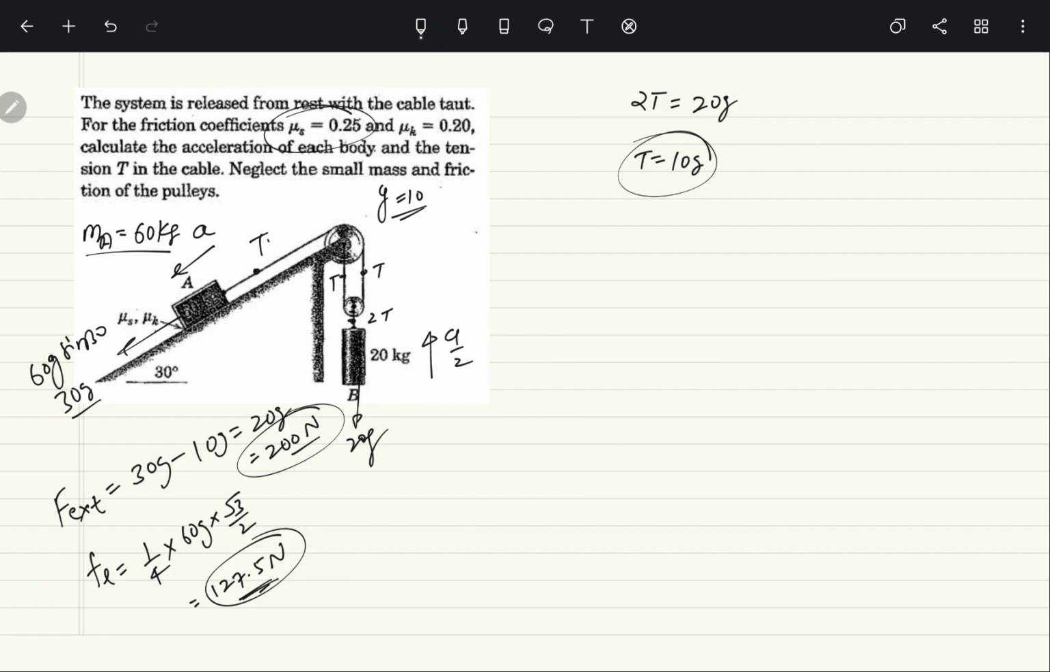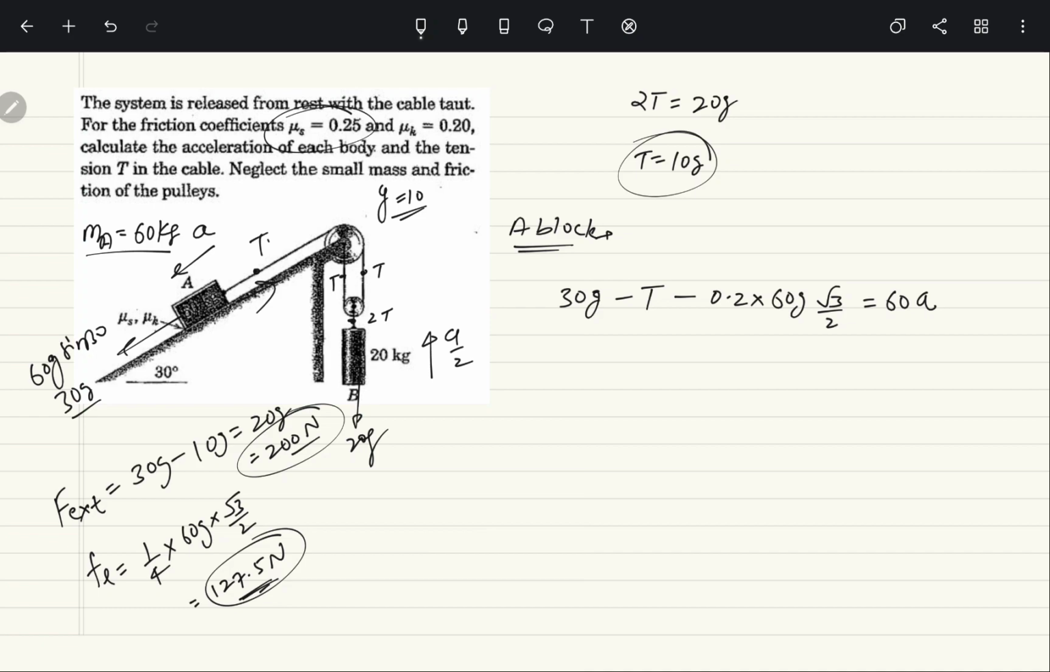Okay, now we'll write the equations. For block A, the force acting on it is 30G in the downward direction, there is a tension T, and because the system is now moving, the tension will not be 10G, it should be different. So we will try to find that. So 30G minus T, and there is friction acting in the opposite direction, which is 0.2 into 60G cos 30, and this equals the mass 60 into a.